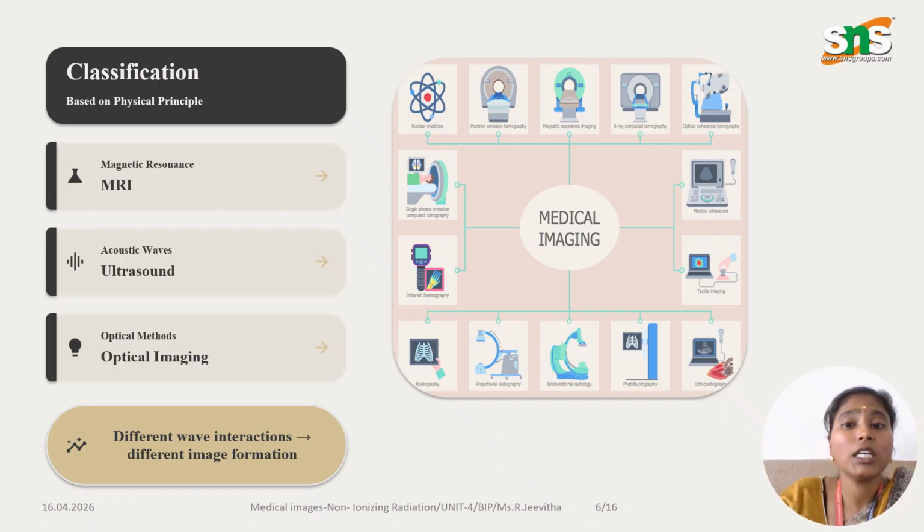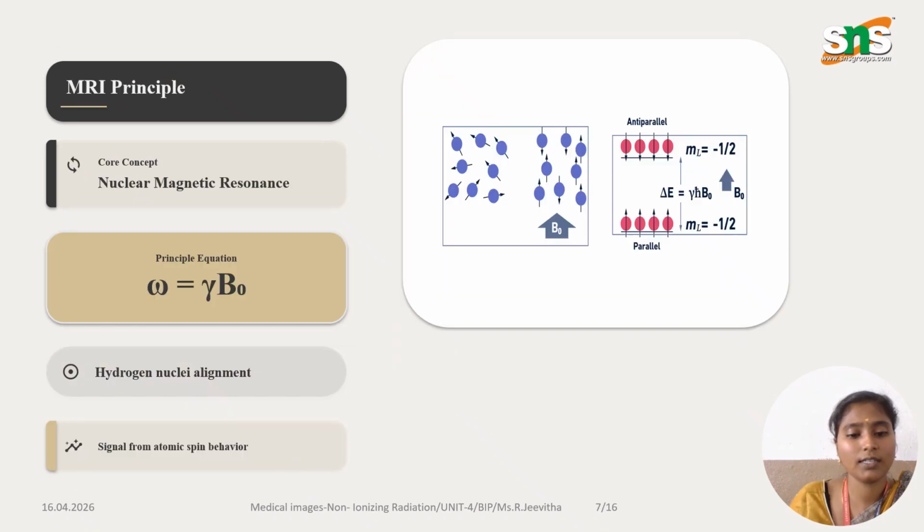Non-ionizing imaging is classified based on the type of wave interaction. There are three main types: magnetic resonance, that is MRI; acoustic waves, that is ultrasound; and optical methods, that is light-based imaging. Different waves interact differently with the tissue, so there is different physics and different image formation.